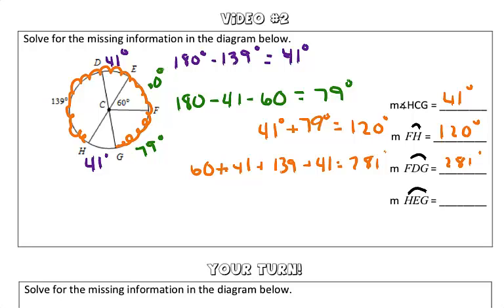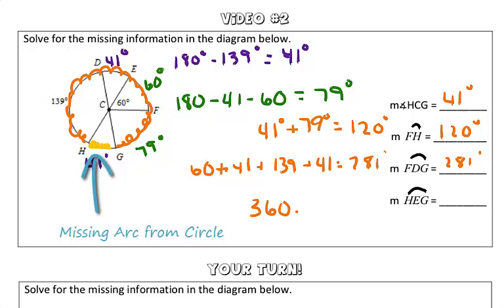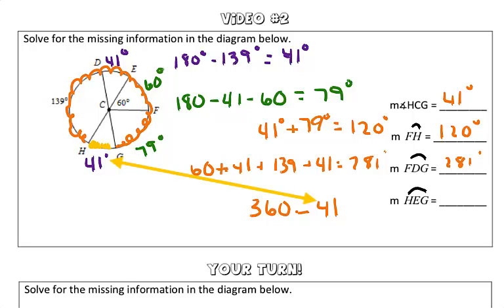So instead of adding up all of these arcs, this time I'm going to do the opposite of what we talked about last time. I'm going to subtract the only piece we don't want. The only piece of this circle that we do not want is that 41-degree arc, or the arc HG. So I'm going to take 360 degrees, because there are 360 degrees in a full circle, and subtract that 41-degree arc, because that's not a part of it. And we are left with 319 degrees. So the measure of arc HEG is 319 degrees.